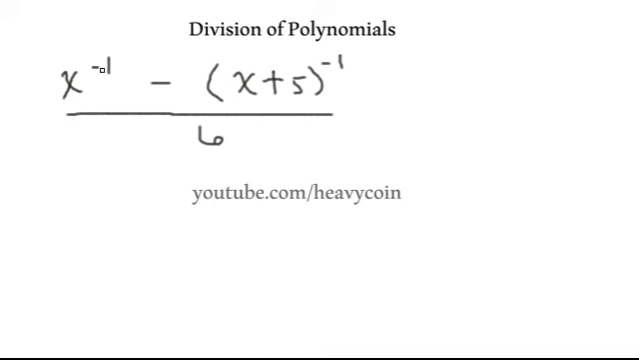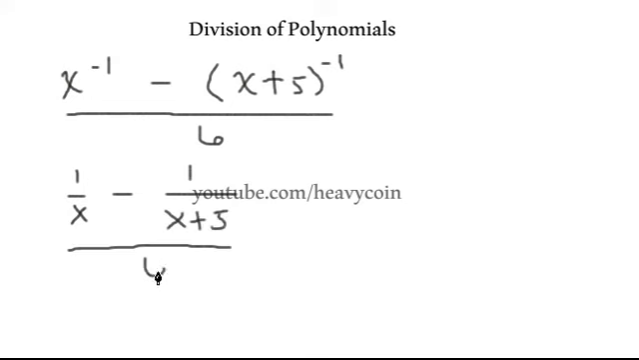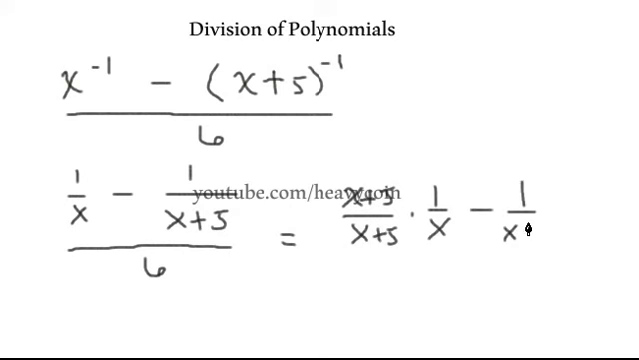Okay, we can rewrite this x to the negative 1 as 1 over x, minus, and you can rewrite this as 1 over x plus 5, and that's all over 6. So we want to get this as one single fraction here, so we're going to write x plus 5 over x plus 5 times 1 over x minus 1 over x plus 5 times x over x, and of course that is all over 6, remember.